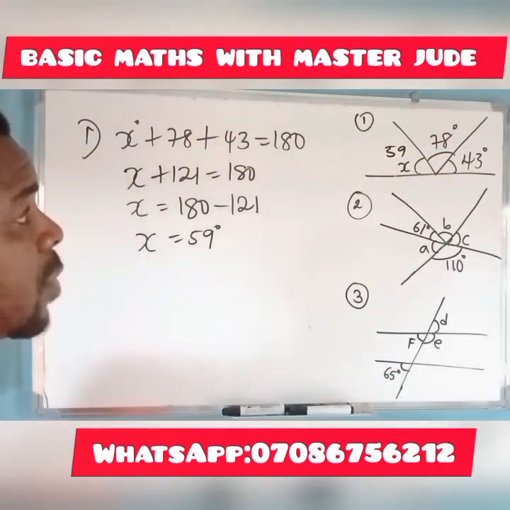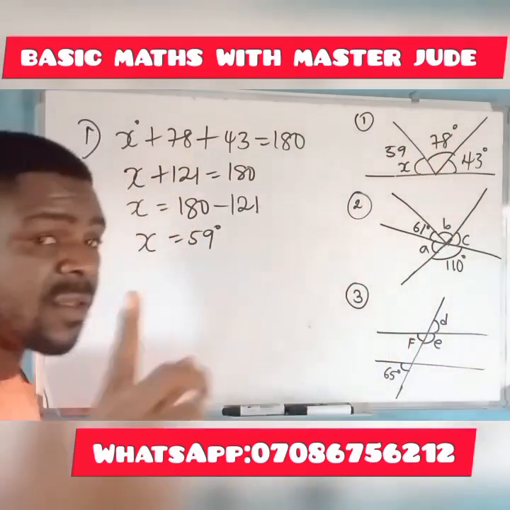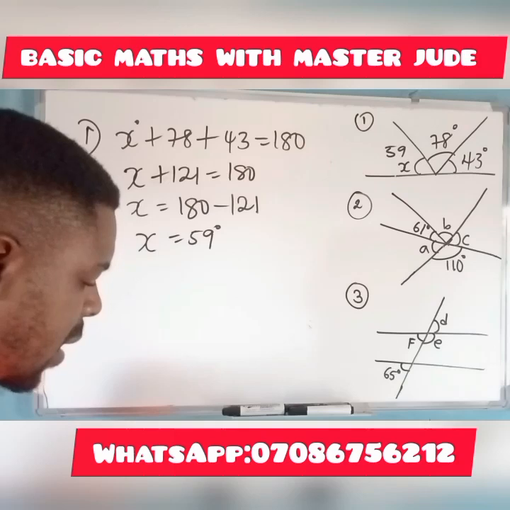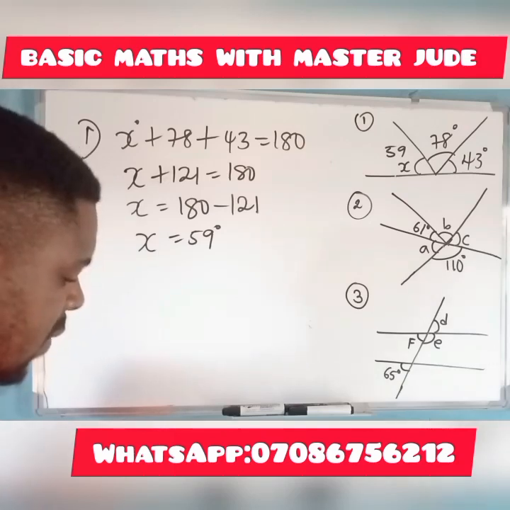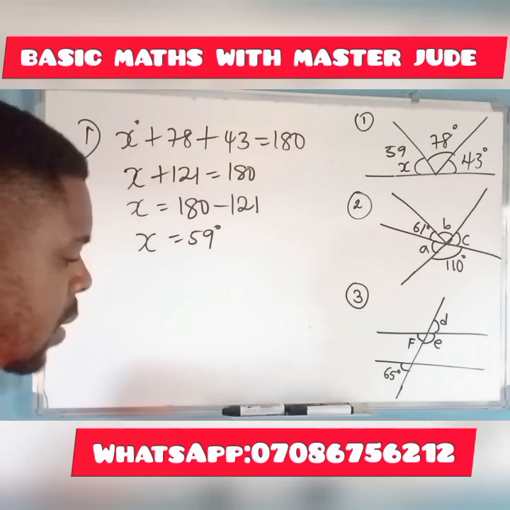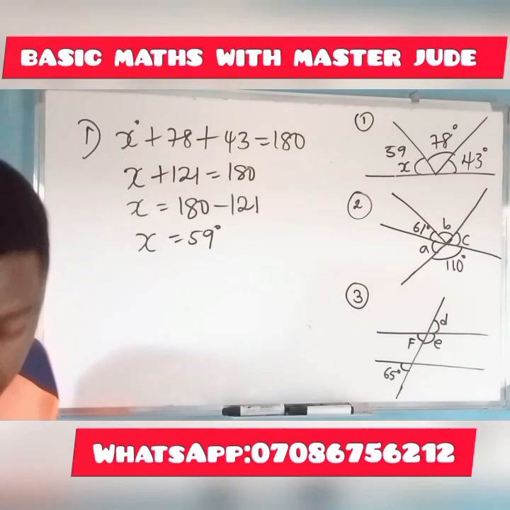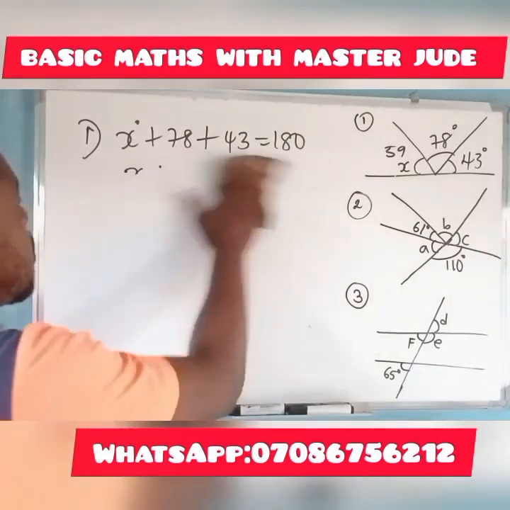Meaning that this angle is 59 degrees. So let's add up these three angles to see if it is going to give us 180. Now using our calculator, 59 plus 78 plus 43 gives us 180 degrees. Now let's take the second example.